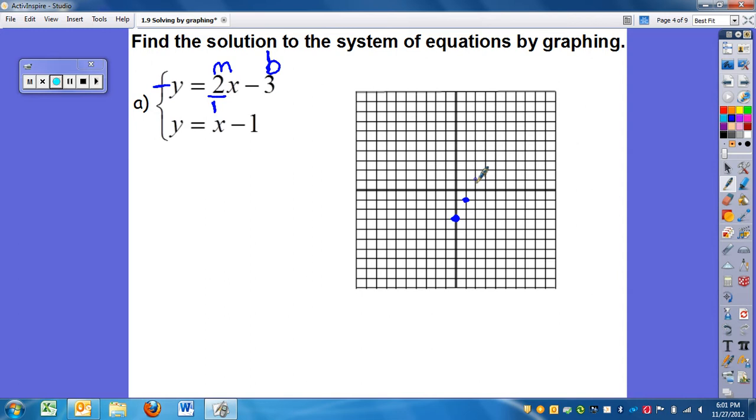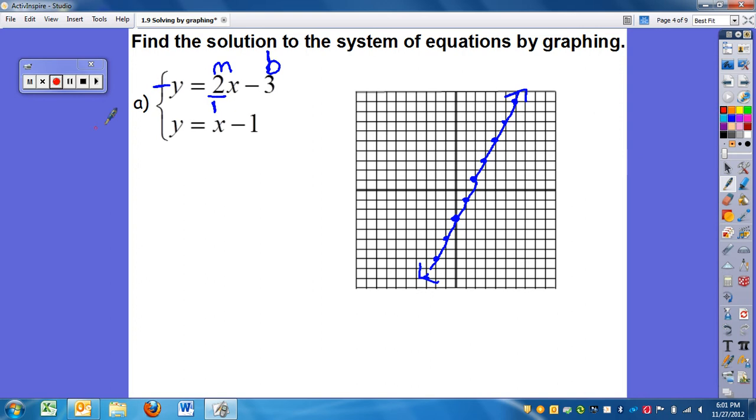It's very important when you're doing these to plot as many points as you can on the grid. It just helps you make a more accurate graph and to really make sure you find that intersection point. Okay. Draw my line as straight as I can. So that's my first line.